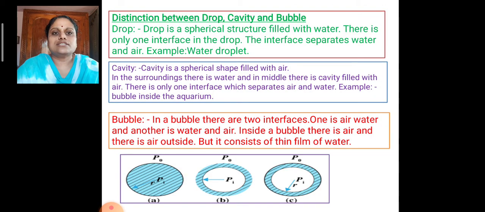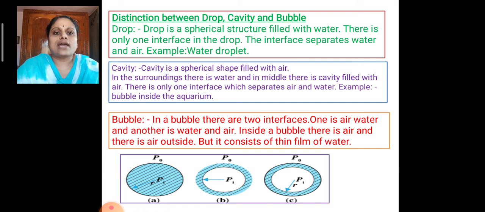Now let us distinguish between a drop, a cavity and a bubble. A drop is a spherical structure filled with water. There is only one interface in the drop. The interface separates water and air. You can see picture A, which is a water droplet.